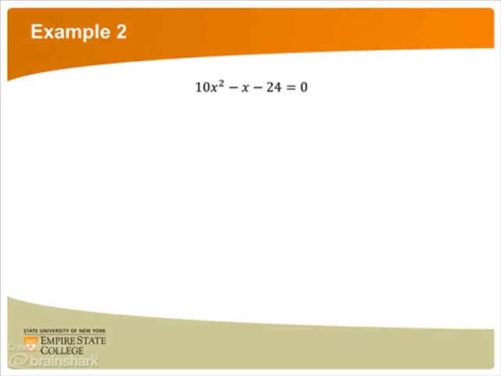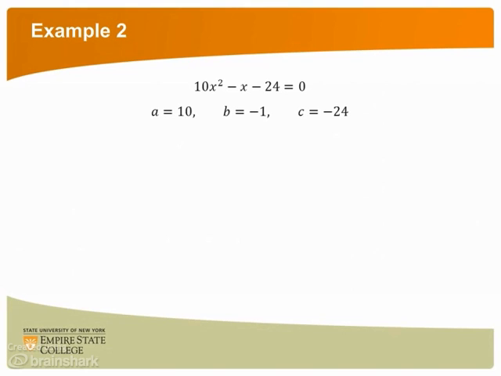What if we have the equation 10x squared minus x minus 24 equals 0? In this example, our a is 10. Our b, the coefficient of the x term, is negative 1. C is the constant, which is negative 24. Plugging into the formula, we have x equals the opposite of negative 1 plus or minus the square root of the quantity negative 1 squared minus 4 times 10 times negative 24, all divided by 2 times 10.